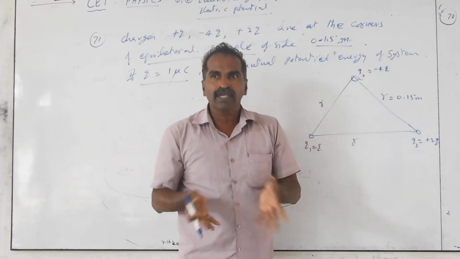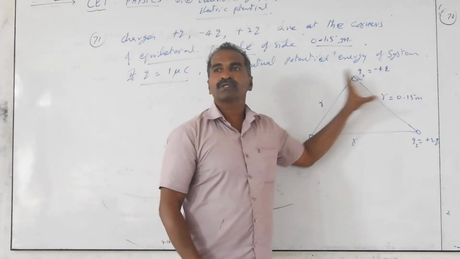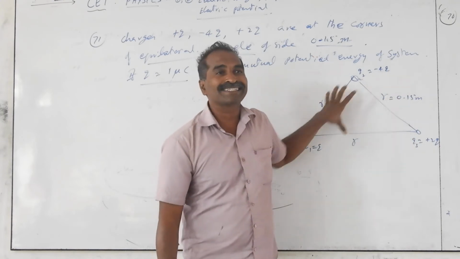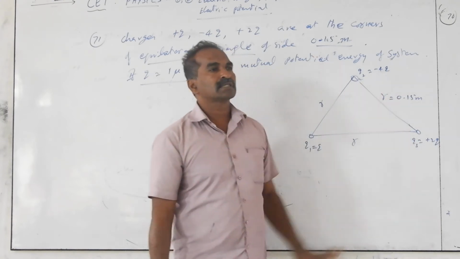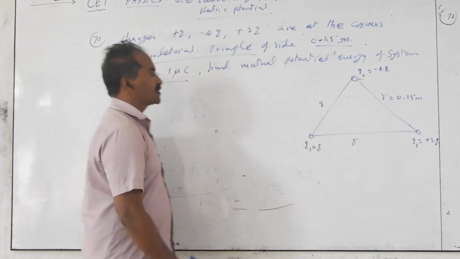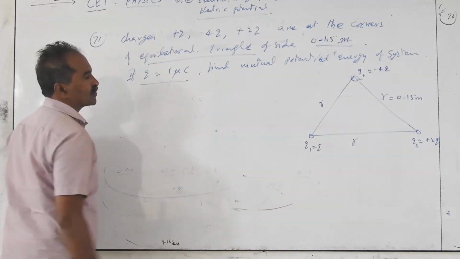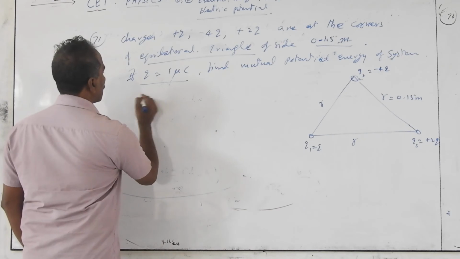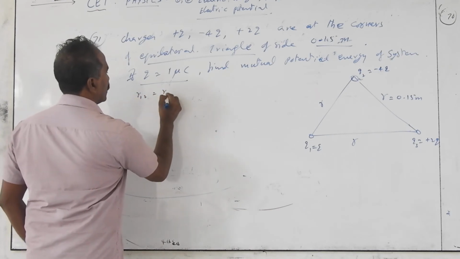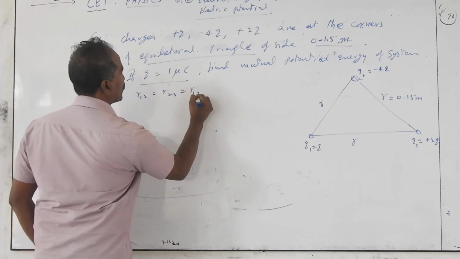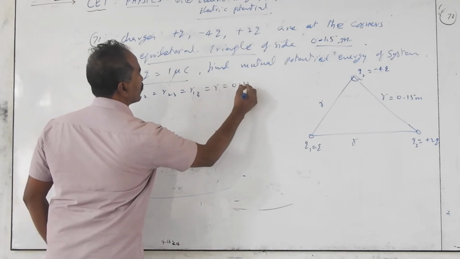So what you are doing is stored as energy. That energy is called the mutual potential energy for this system, meaning the energy of the charges separated by some particular distance. So here the potential energy is U12 plus U23 and so on. Here the distances are all equal: R12, R23, R13 is R equals 0.15 meters.